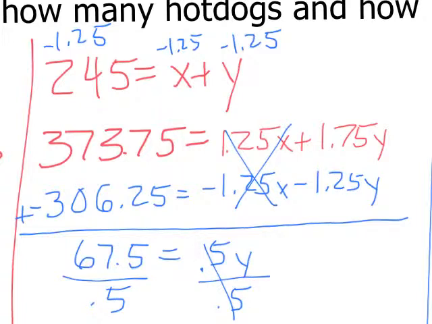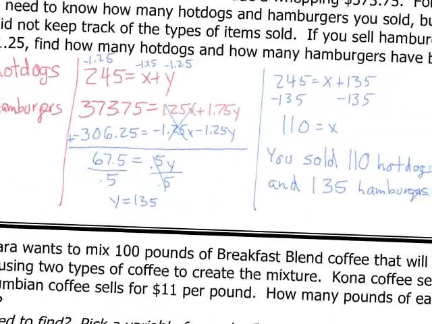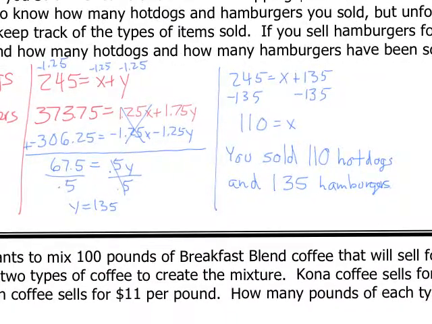in blue. I chose to match up x's, so I multiply the top equation by negative 1.25. This blue negative 306.25 equation is the result after I multiply by the negative 1.25. I eliminate down, and I end up with y equals 135. Substitute that back into one of my original equations, and I find x equals 110. And then I write my answer in context. You sold 110 hot dogs and 135 hamburgers.